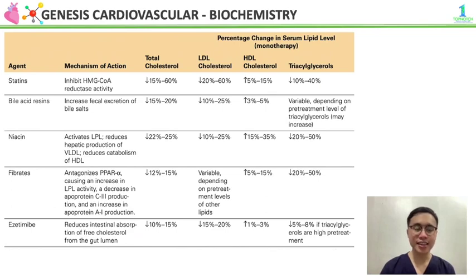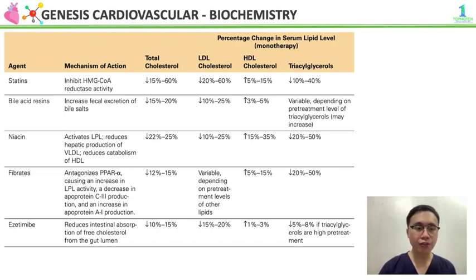So next you have niacin. Niacin would activate LPL, which is lipoprotein lipase, and reduces hepatic production of VLDL and reduces catabolism of HDL. So if it's able to act on the LPL and reduce hepatic production of VLDL, what would be the expected effect on the lipid level? So you know that the VLDL would be carrying triglycerides, right? It's actually one of the main carriers of endogenous triglycerides. So you can see here in the percentage count that the effect is more of a decrease in the triglyceride level, no? So it's more than a decrease of 20 to 50%.